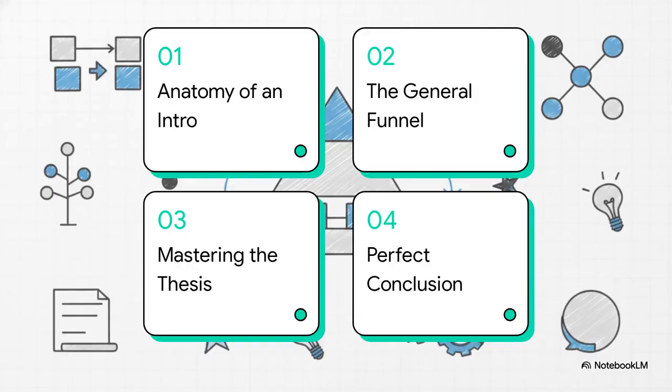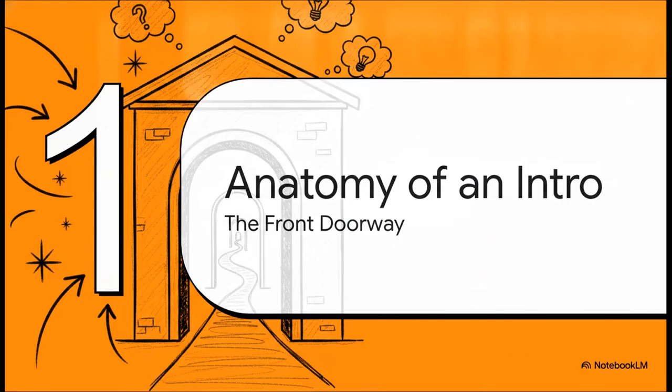Okay, let's dive into this roadmap for today's Explainer. We've got 4 stops. 1. The anatomy of an introduction. 2. The general to specific funnel. 3. Mastering the thesis. And 4. Crafting the perfect conclusion. Starting right off with Section 1, the anatomy of an introduction.